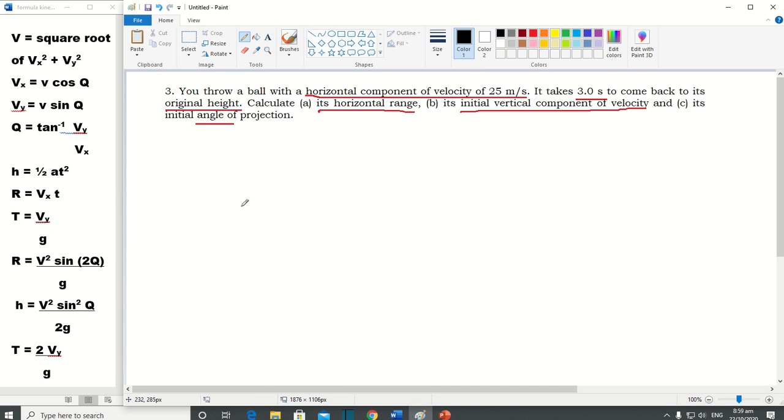The problem says you throw a ball. Let's say this is you, forgive me, I'm really not good at drawing. And then you throw a ball with a horizontal component velocity of 25 meters per second. And then it takes 3 seconds to come back to its original height. So now let's designate points.